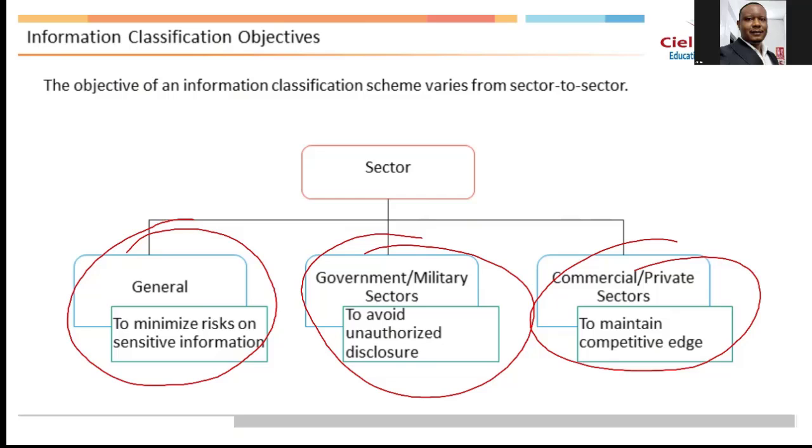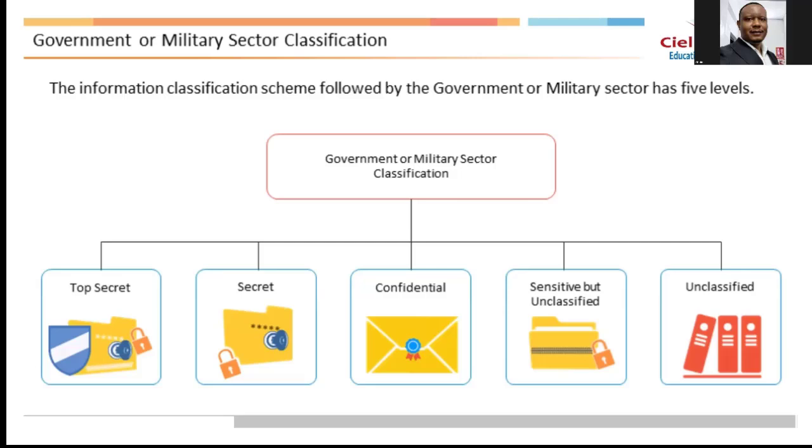In order to carry out information classification, different sectors have different levels of information classification. We're going to take a look at them individually, beginning with the government as well as the military sector. The government or military sector has various classes of information classification, and these are the various stages we have in that sector.